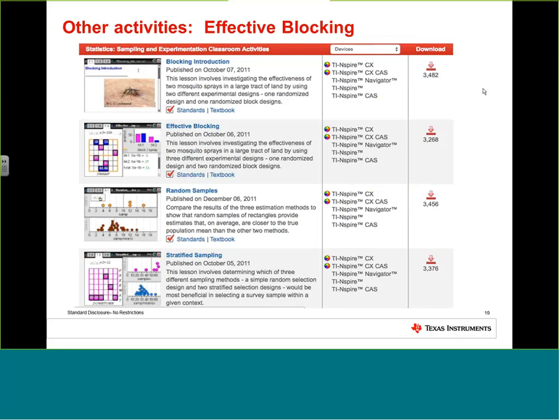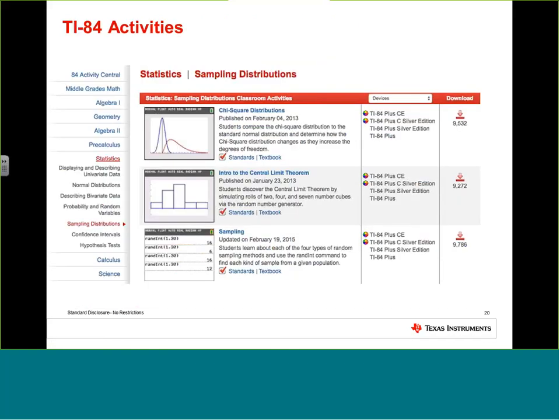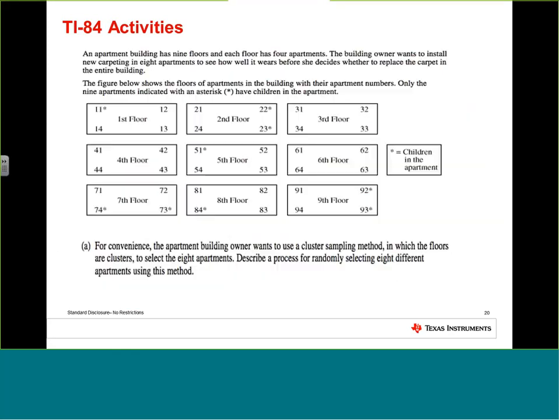So these are some of the activities that are available about blocking. We didn't have a chance to get to effective blocking. It's a very similar activity we found to the stratified activity, but it's from an experiment point of view, called effective blocking. There are some other sampling and blocking activities for TI-Nspire, and TI-84 activities, including chi-square distributions, central limit theorem, and a sampling document. It uses the randint command, and they could also use randint and repeat, as we learned tonight on the 84. So there are lots of different options, no matter which calculator you have, to do some stats on the calculator where they're doing real stuff and seeing the results.